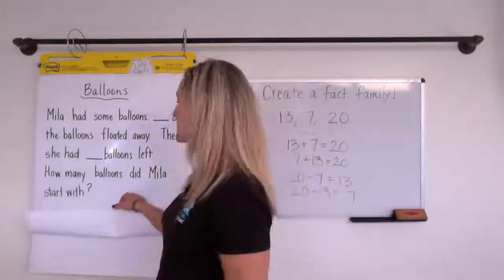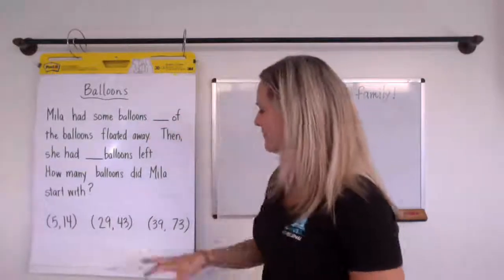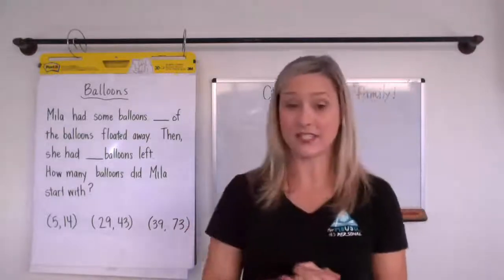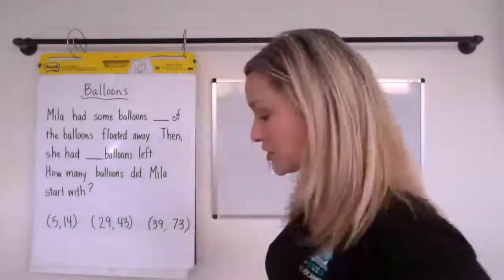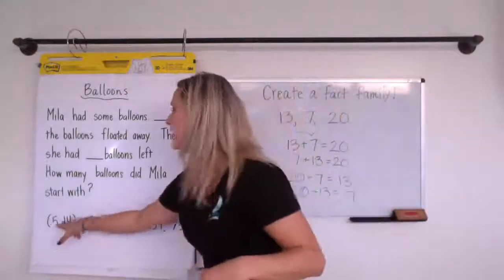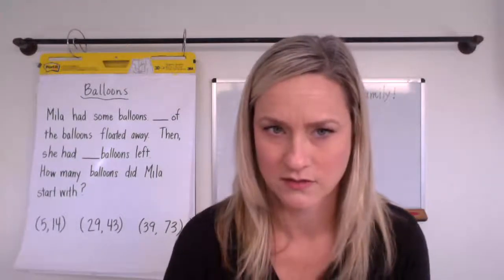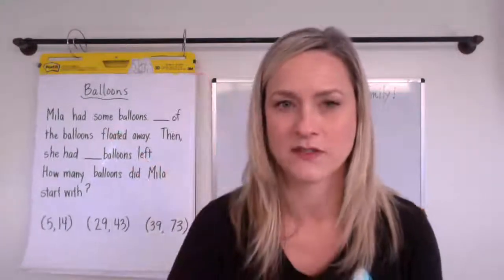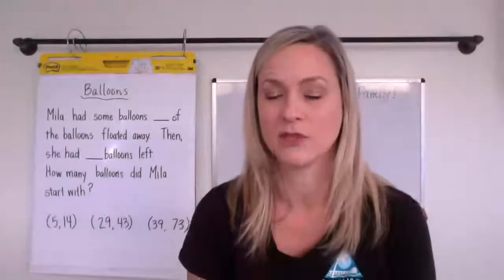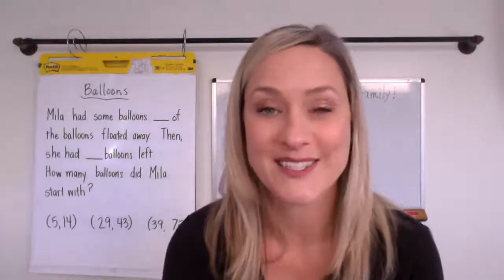Okay, so let's check out our numbers. Here we go. We've got 5 and 14. We have 29 and 43, or we have 39 and 73. Now, I think I would choose 5 and 14 as my just right number set. So I'm going to read it with 5 and 14. Mila had some balloons. 5 of the balloons floated away. Then she had 14 balloons left. How many balloons did Mila start with?